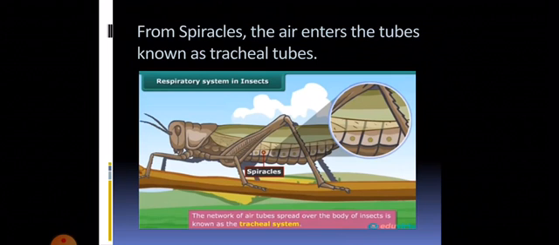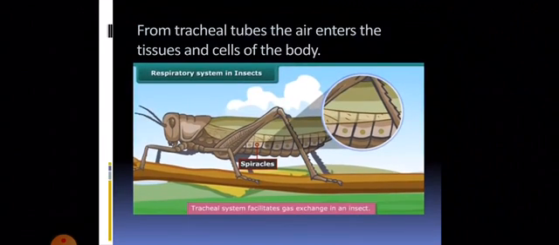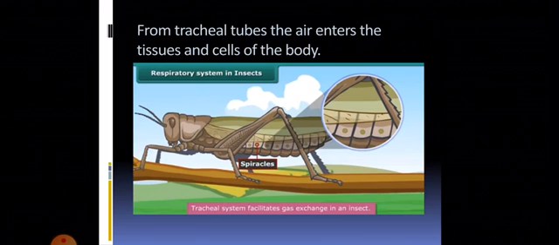So, what are tracheal tubes? The network of air tubes spread over the body of insects is known as the tracheal system, which is made up of tracheal tubes. From tracheal tubes, the air enters the tissues and all the cells of the body. So, this is how the tracheal system facilitates gas exchange in an insect.